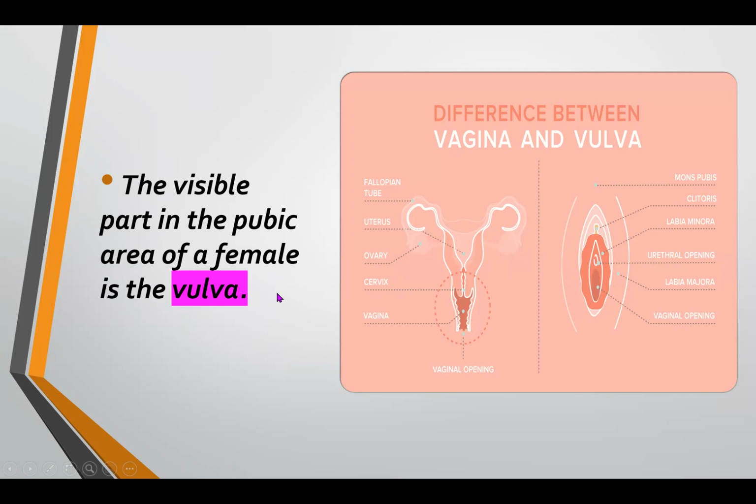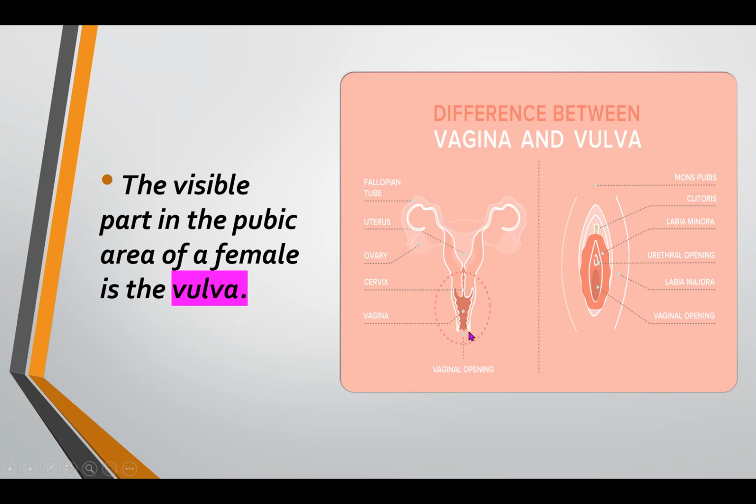Again, students. The visible part in the pubic area of a female is the vulva. Very good. Sometimes we mistakenly call the visible part in the pubic area the vagina. All this time we thought that the external part outside in the pubic area is called vagina, where in fact the vagina is inside. So the outside part of our sexual organ is called the vulva. It's not vagina. Vagina is inside the vulva.